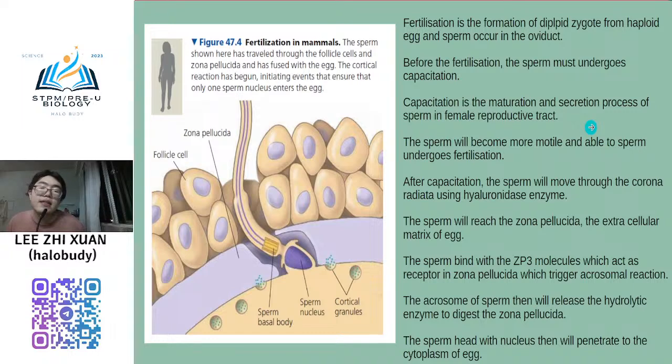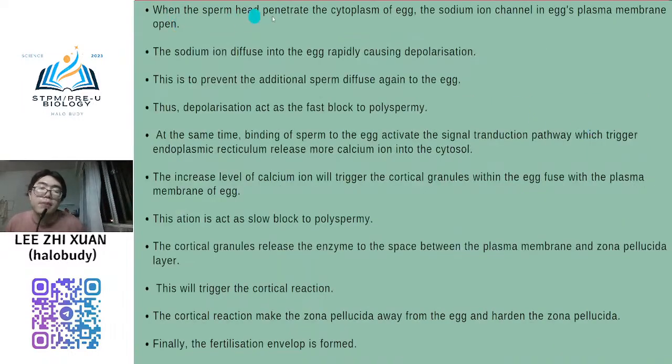Okay, so once they have released the enzyme, and the sperm head has penetrated the cytoplasm of the egg, the sodium ion channels in the egg plasma membrane start to open. This will cause depolarization. So this is actually an action potential process, that you learned in chapter 9, right? You still remember the action potential process. So why do we want the action potential? Because it needs to prevent additional sperm from diffusing into the egg. So this acts as the fast block to polyspermy.